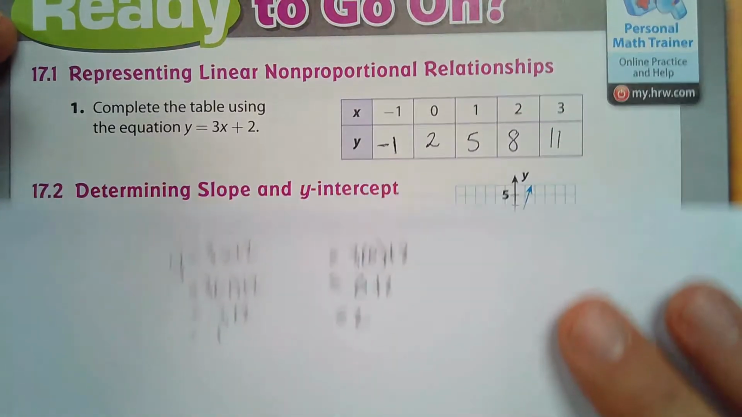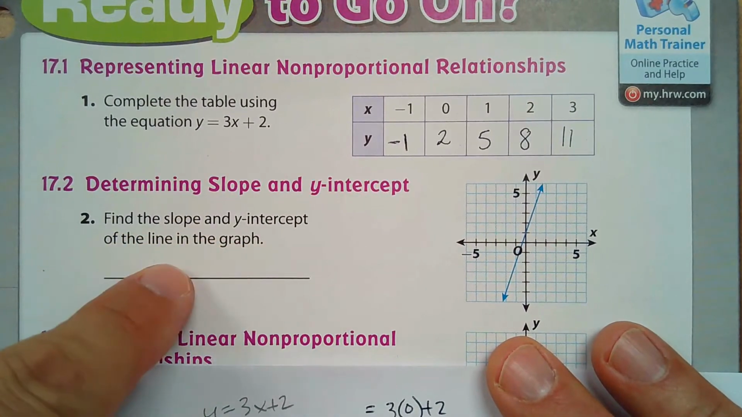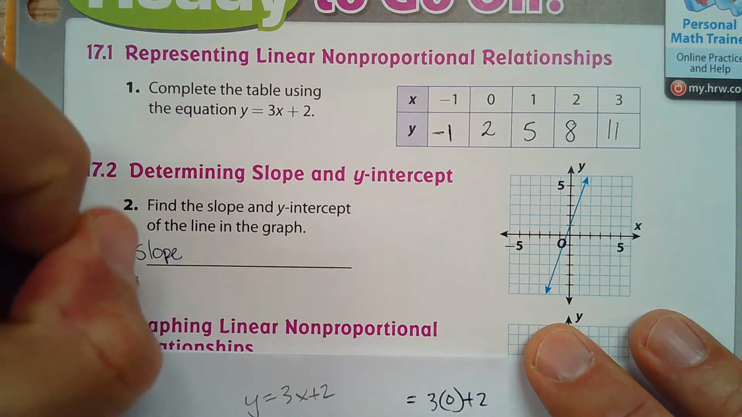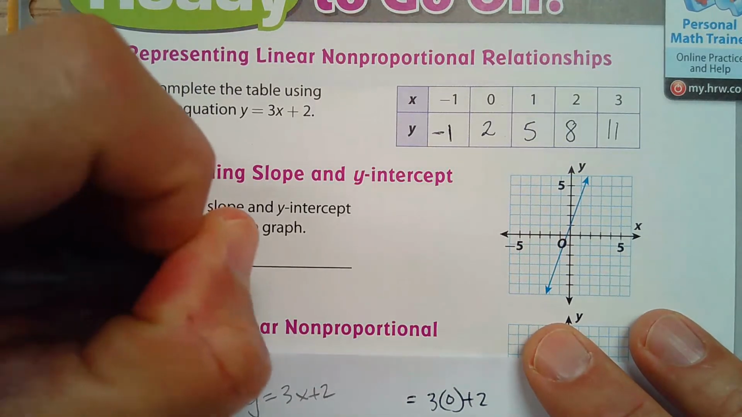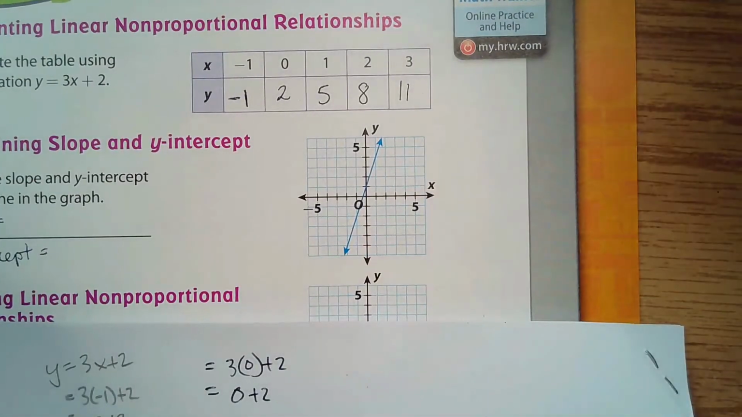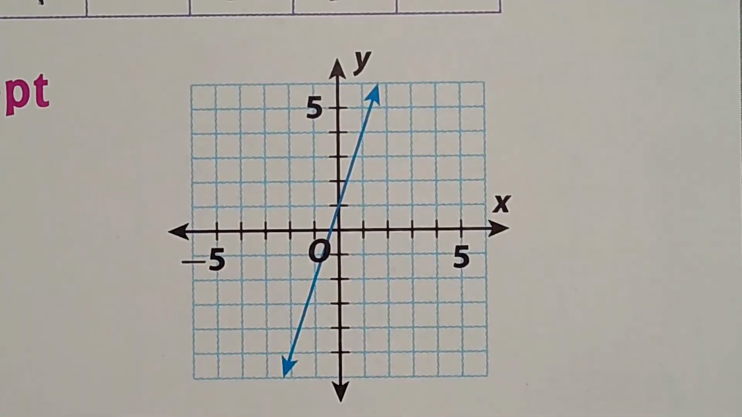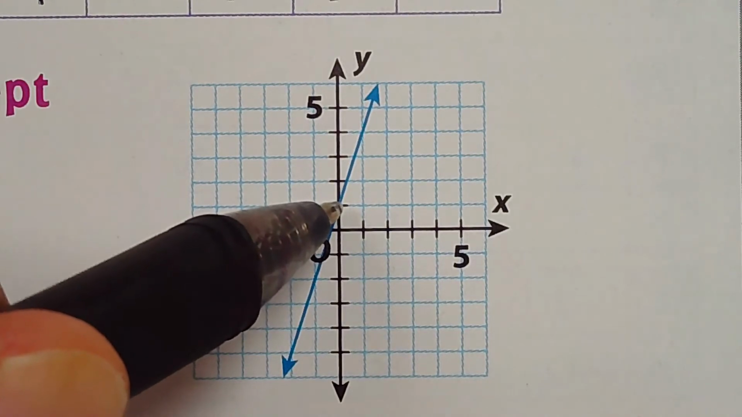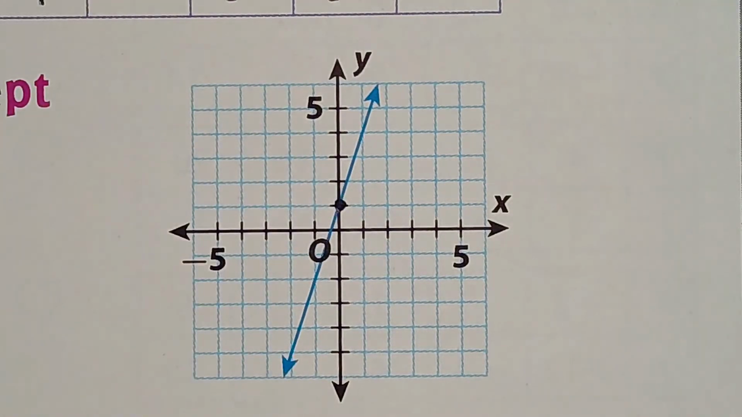Next we have find the slope and the y-intercept of the line in the graph. Let's bring it in tight here. The y-intercept is going to be easy. That's just +1. That's where it crosses the y-axis. I'll put a dot right there. So the y-intercept is 1.